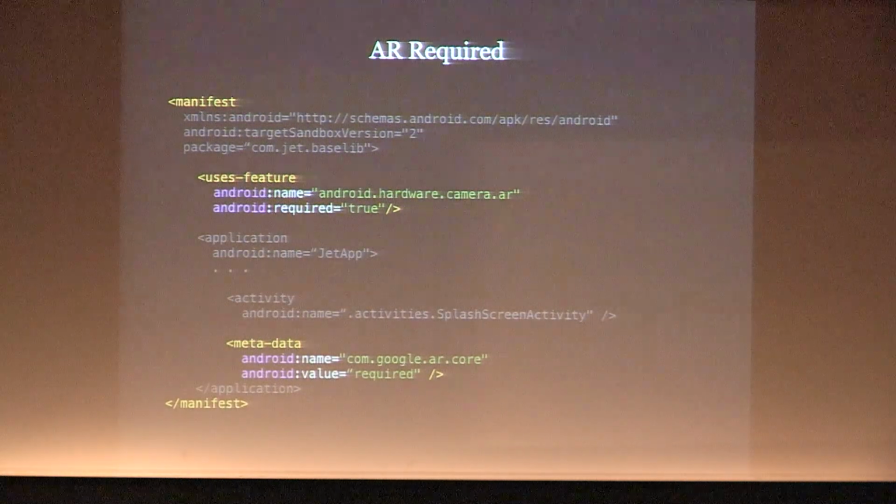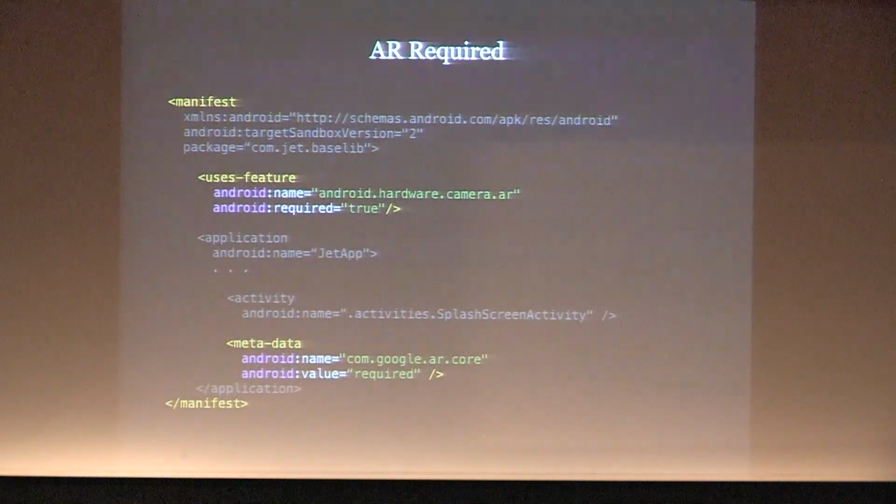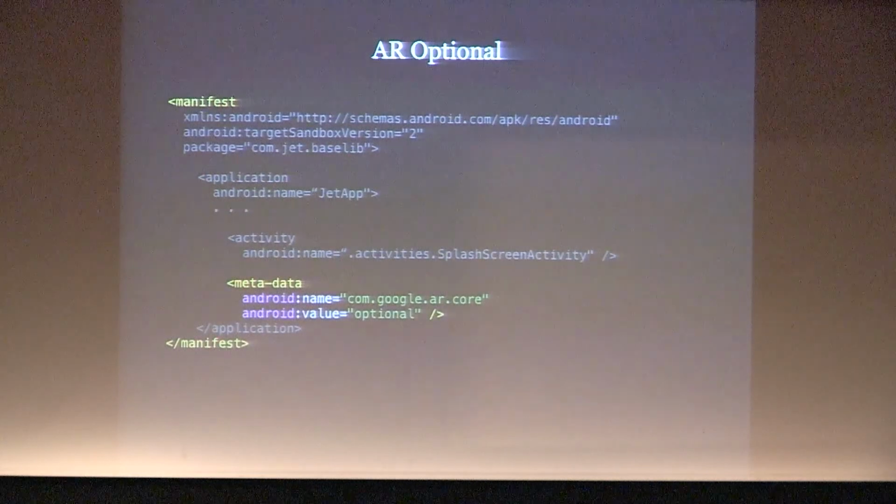And again, it's obvious because this is the only thing that our application does, interacts with the camera and provides AR experiences to our users. And on top of that, we have to add a metadata with the name com.google.ar.core and set the value as required. Unlike AR required applications, AR optional applications don't have that uses-feature, right? Again, just because there can be many other features, they're not really limited around camera use cases. But the metadata is still there, and instead of the value set to required, we have to set it to optional.